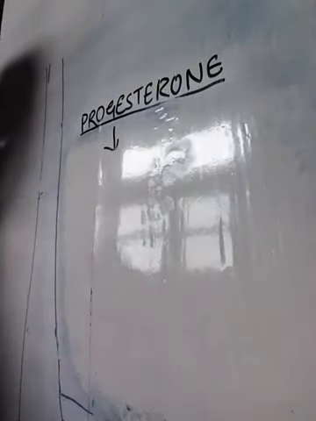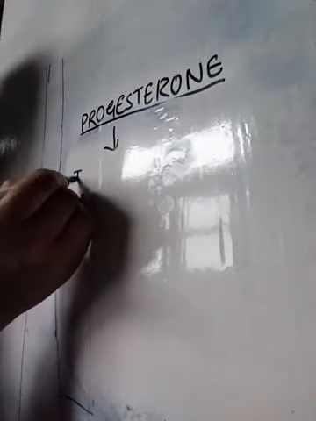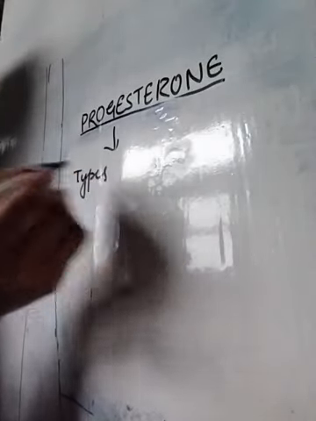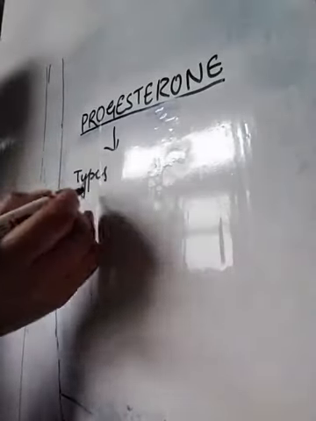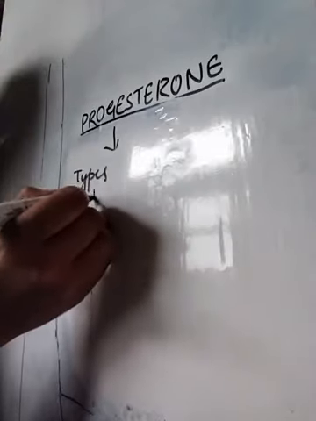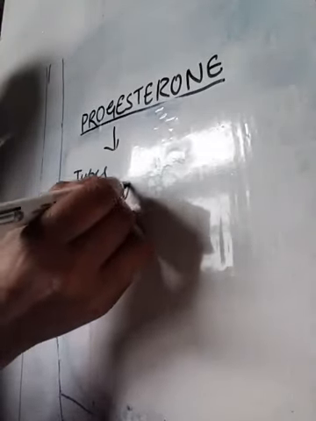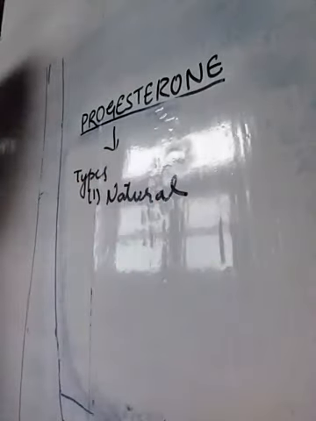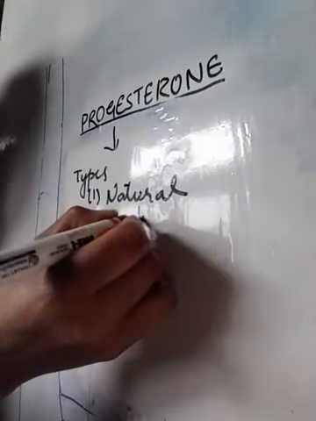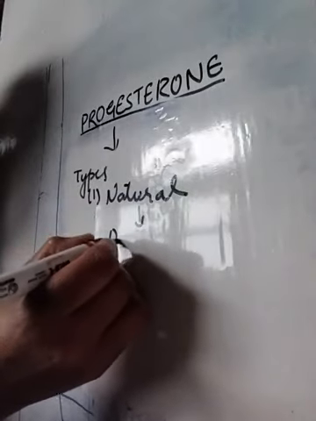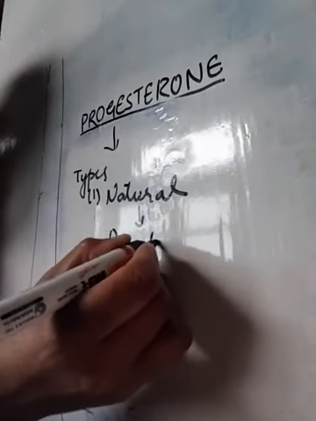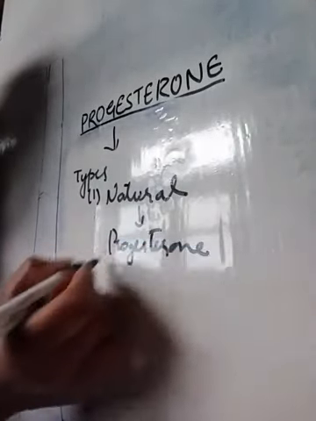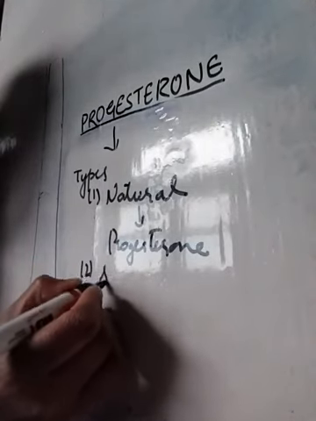Now, let us study about its types. Types of progesterone. In general, we have two types. Number first is the natural. By name, it indicates that natural is that which is present in our body. We have, in this category, progesterone. Another are the synthetic.